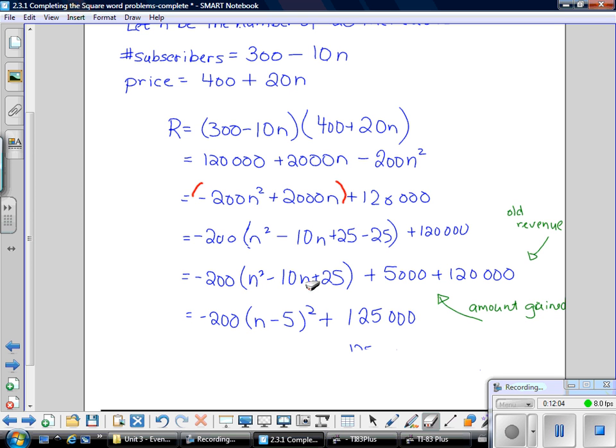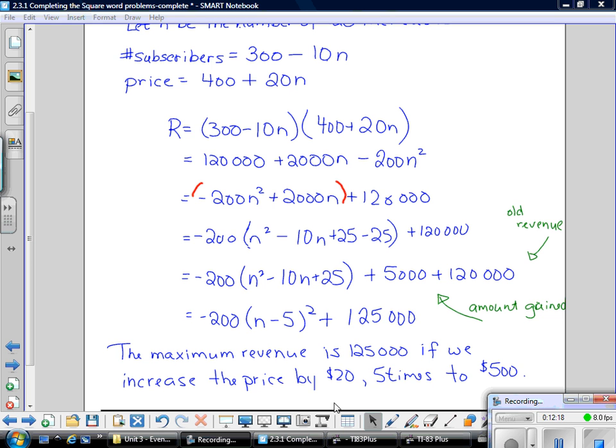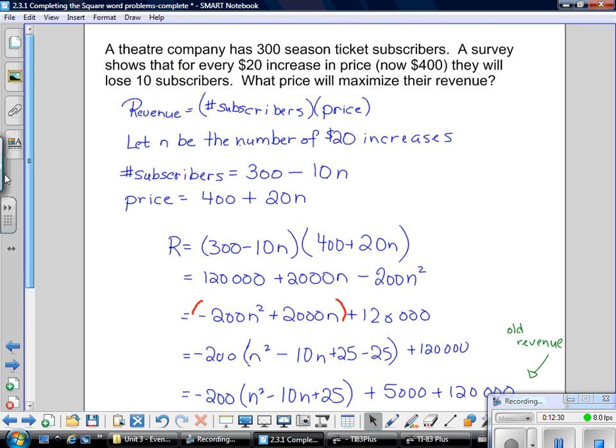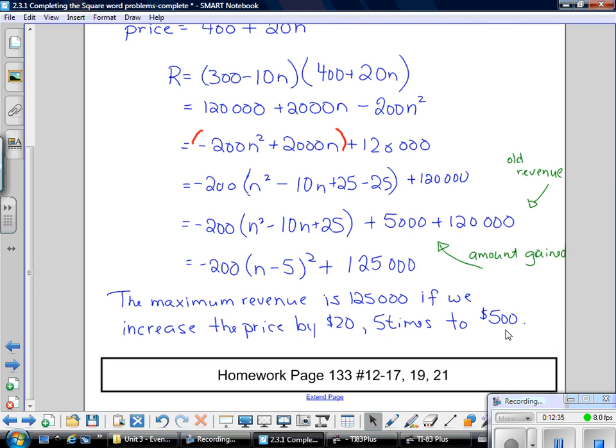And it happens after I've made 5 increases in the price. So the maximum revenue is 125,000 if we increase the price by $20 5 times up to $500, because 5 times 20 would be 100, and we started with, in this question, 400 at the beginning. So if we increase it to 500, we'll make more money, even though we will lose some customers.